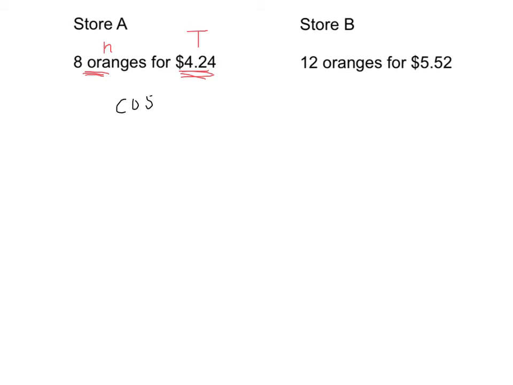So let's choose a variable that represents the cost per orange. How about we use the letter c? Let c represent the cost per orange. Well, how do you think we would calculate the cost per orange? To figure out what the total cost is equal to, we would have to take the cost per orange and multiply it by the number of oranges.